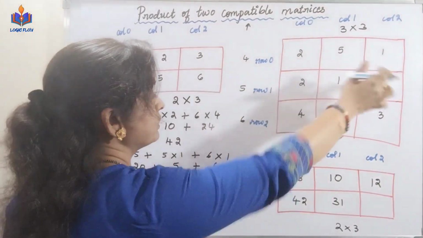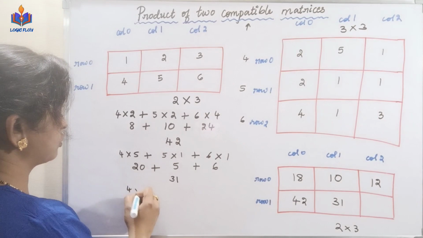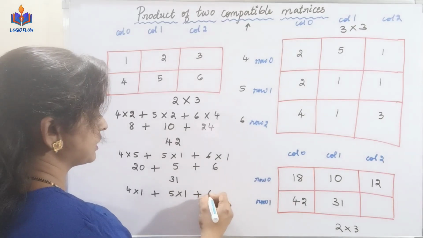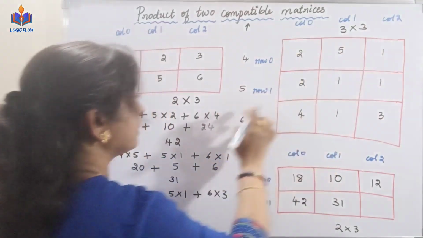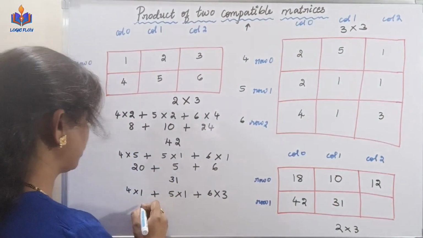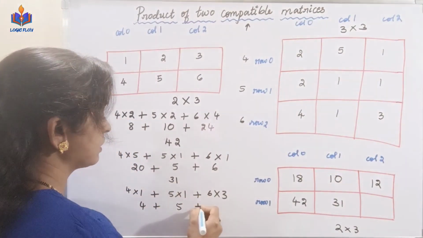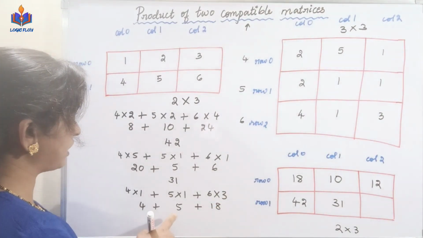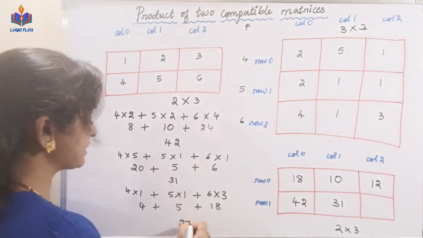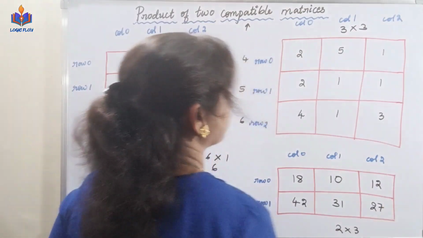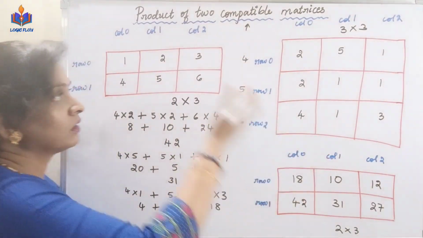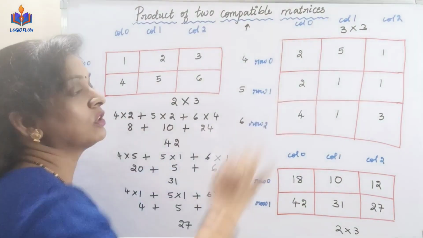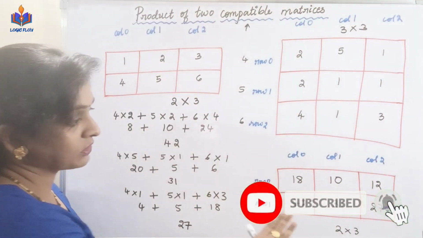Again, this second row with the third column. So it is 4 into 1 plus 5 into 1 plus 6 into 3. Am I right? 4 into 1, 5 into 1 and 6 into 3. So it is 4 plus 5 plus 6 3s are 18. 18 plus 5, it is 23. 23 plus 4, it is 27. That I am going to print here. Then all 3 columns done. Get back to this. Do we have one more row here? No. If you have one more row, then again that row with all the 3 columns. So this is the output I'll get.